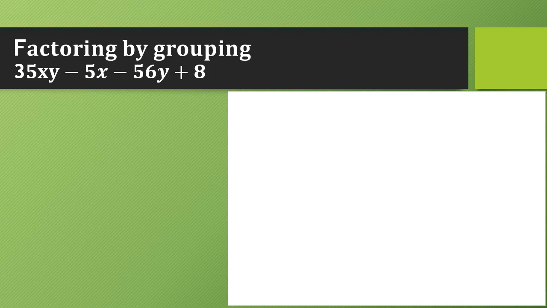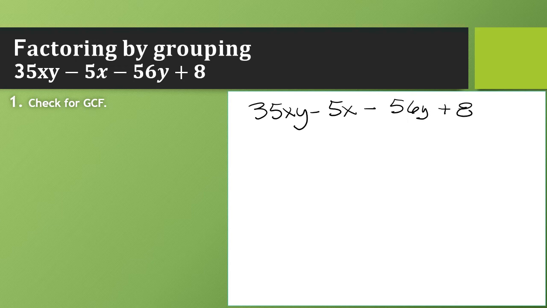All right, let's look at the problem. 35xy minus 5x minus 56y plus 8. So again, we will always check for a greatest common factor. I do not have a greatest common factor, so I'm just going to bring down this polynomial. 35xy minus 5x minus 56y plus 8.